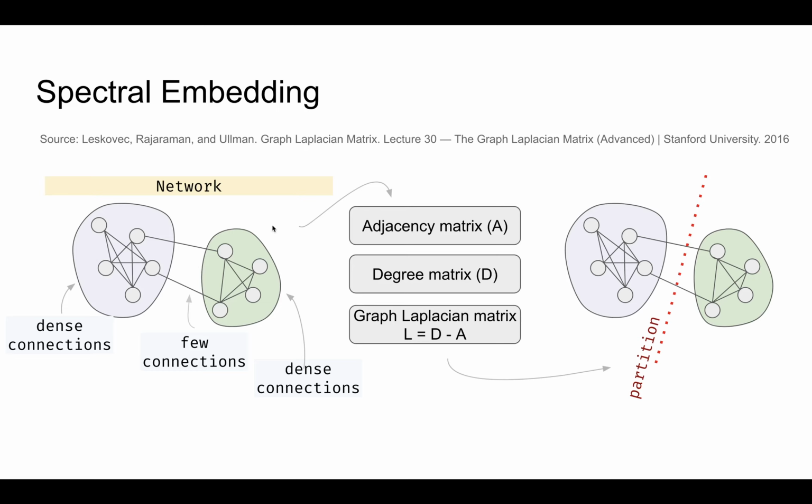So the very broad overview of how this method would work then is we have the adjacency matrix, then we calculate the degree matrix, and from that we calculate the graph Laplacian matrix, and that helps us find the partition between clusters to identify these separate clusters. I know again that this is not very much in detail, but just to give you some intuition on how this works. So this is how the spectral embedding would work.